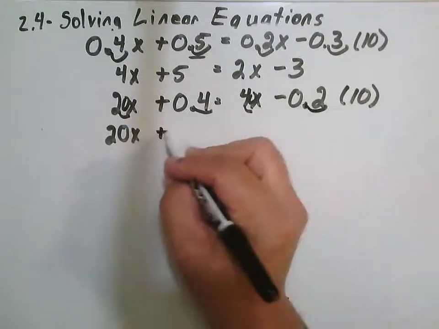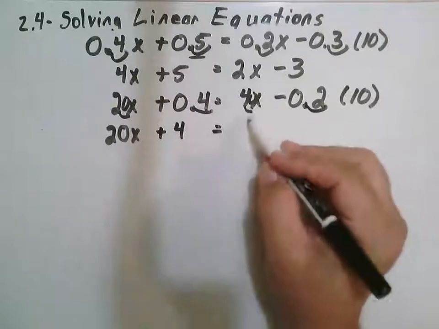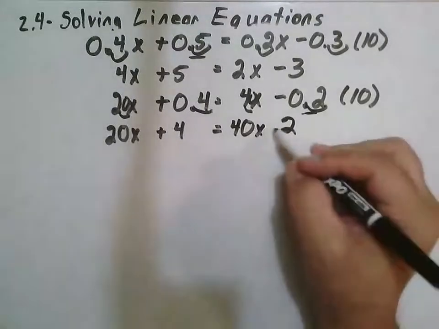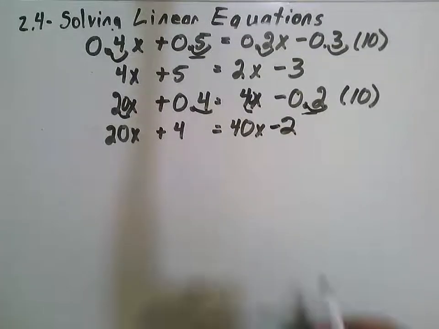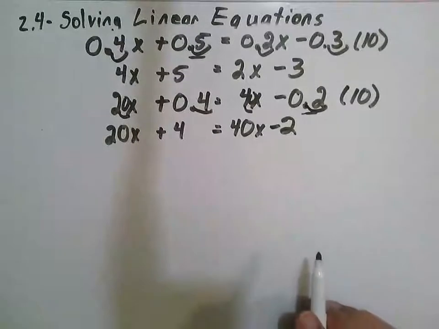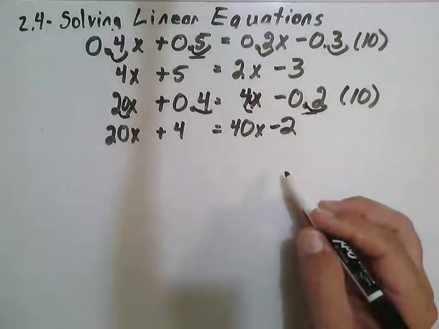So this becomes a 4. This 4x becomes a 40x. And this just becomes a 2. So these are the exact same equations, right? Because anytime I multiply these, they stay the same. So I am going to solve this one just to work it out.